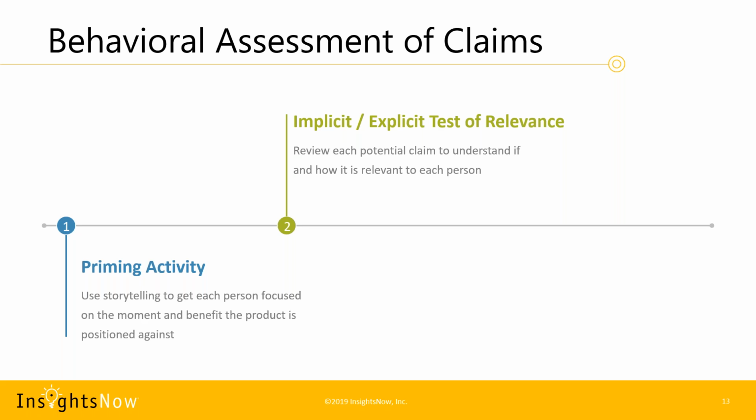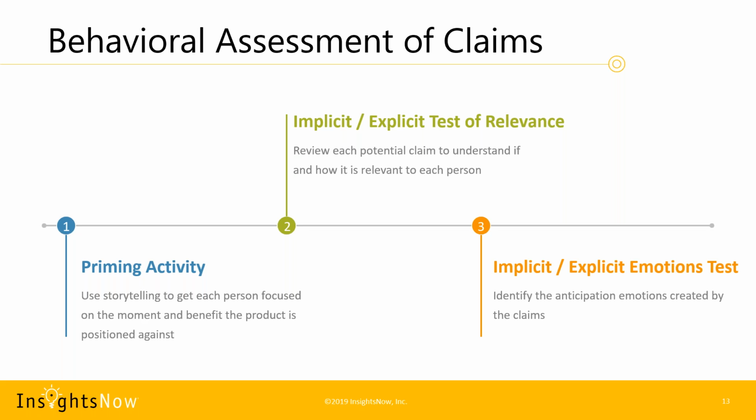Then we're going to take them into an implicit, explicit test of relevance. We're going to identify which of the claims are relevant to people and which of the claims are less relevant. What we know is that claims that are relevant get noticed. Claims that are irrelevant do not get noticed. Your brain filters them out extremely quickly, and you don't even know they're on the package or don't even notice them in the material. So you want to have implicitly connected relevant claims.